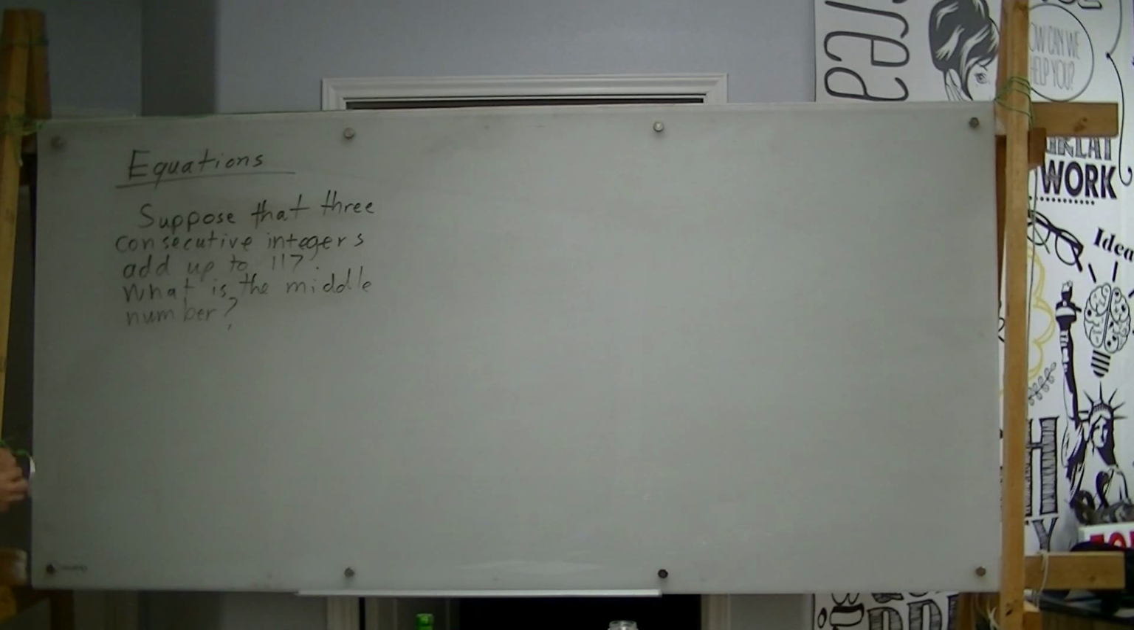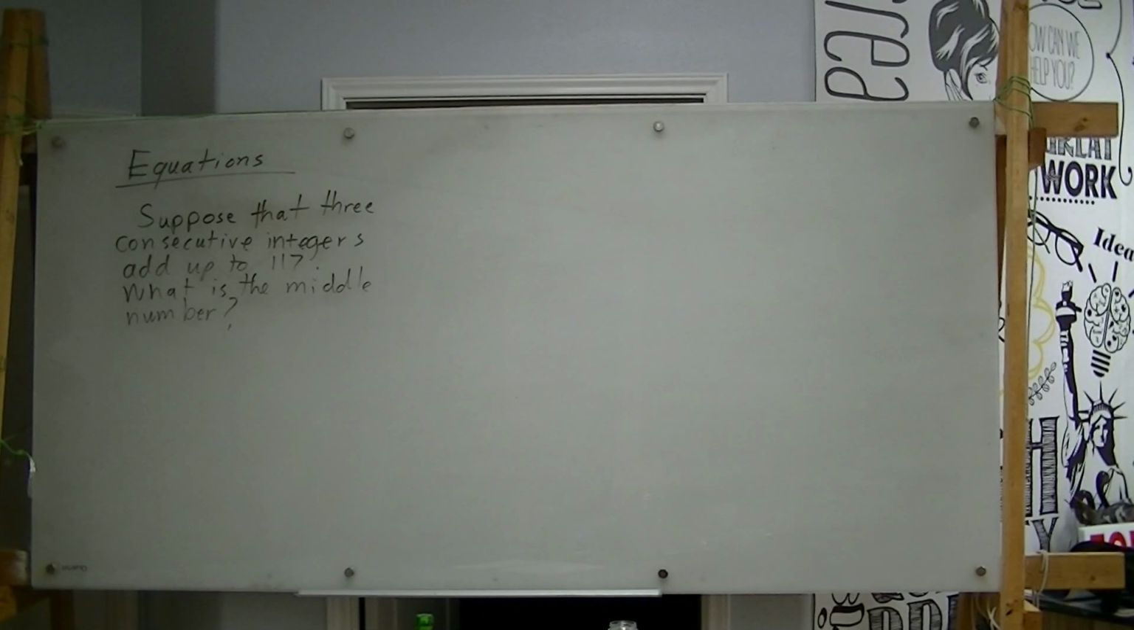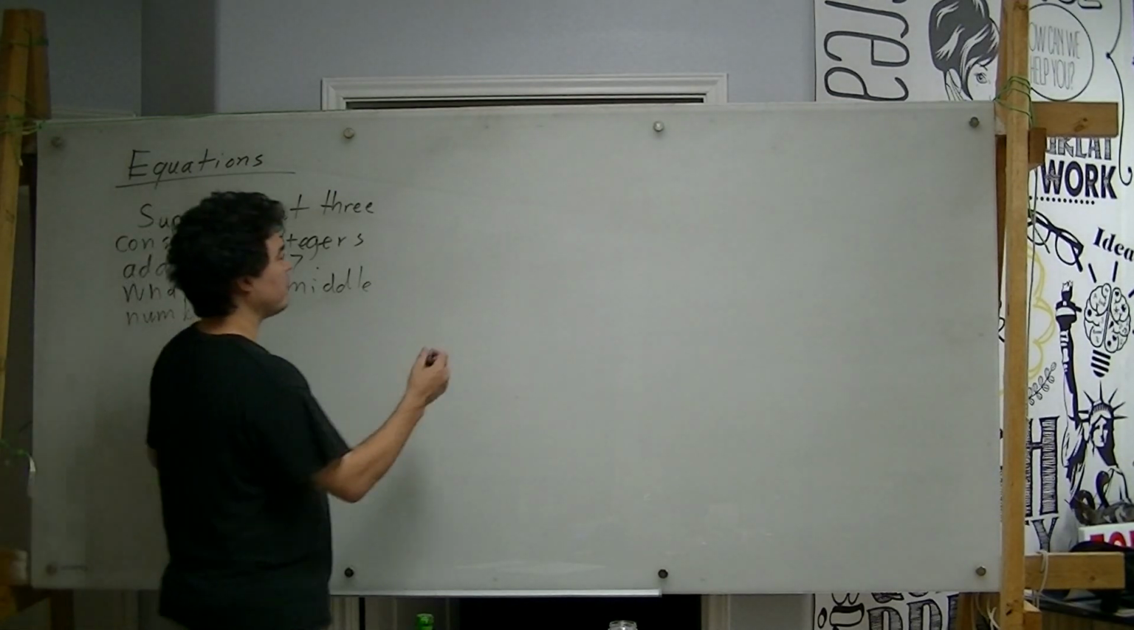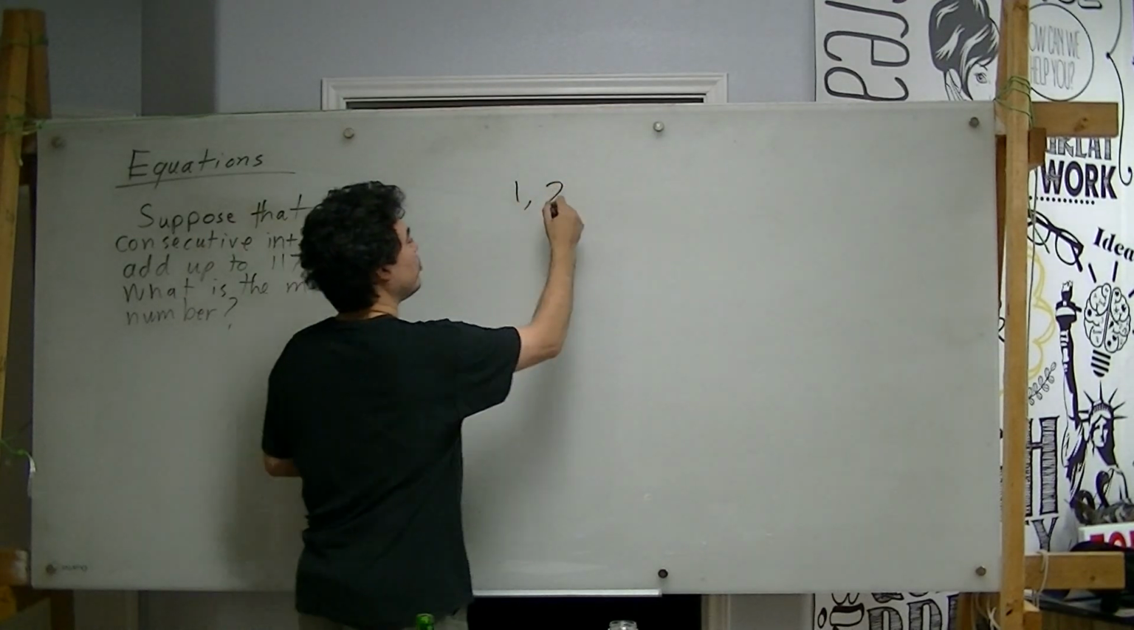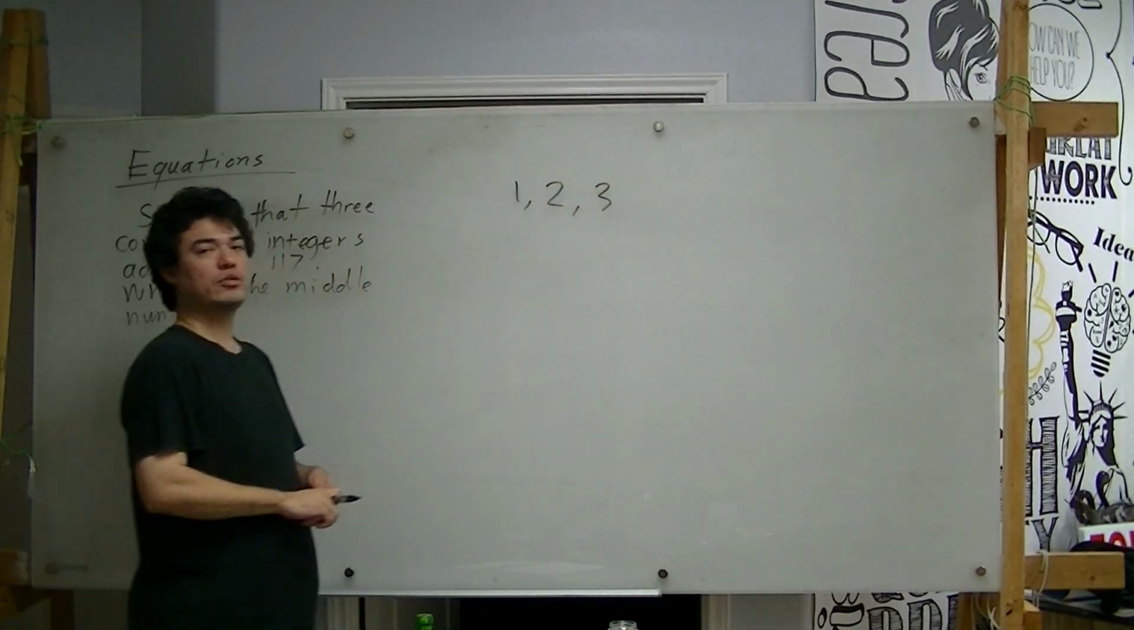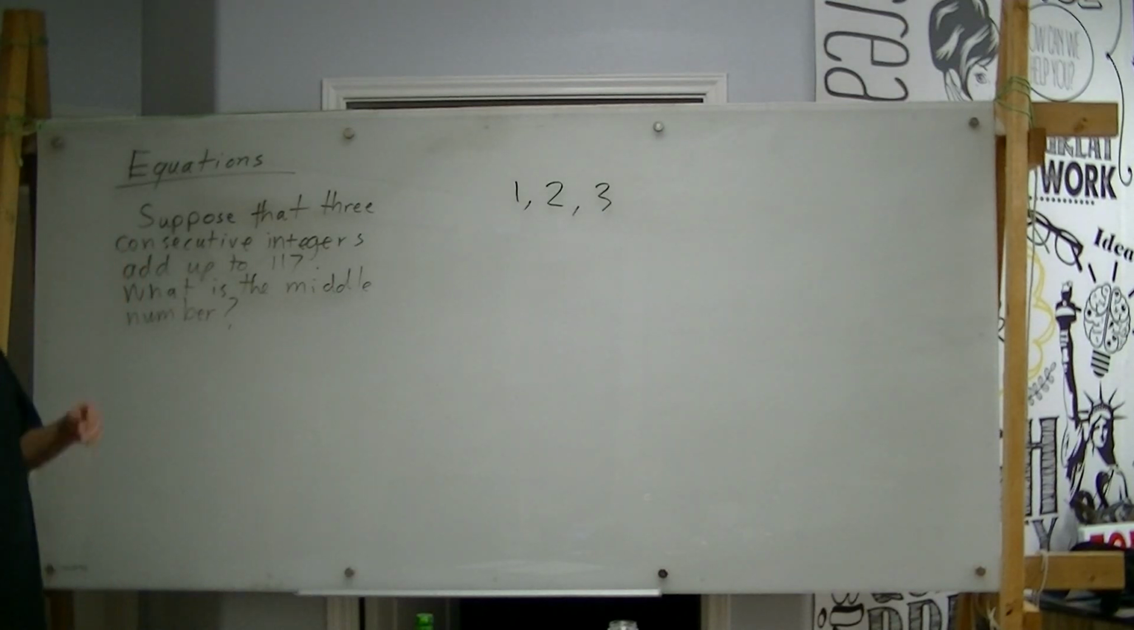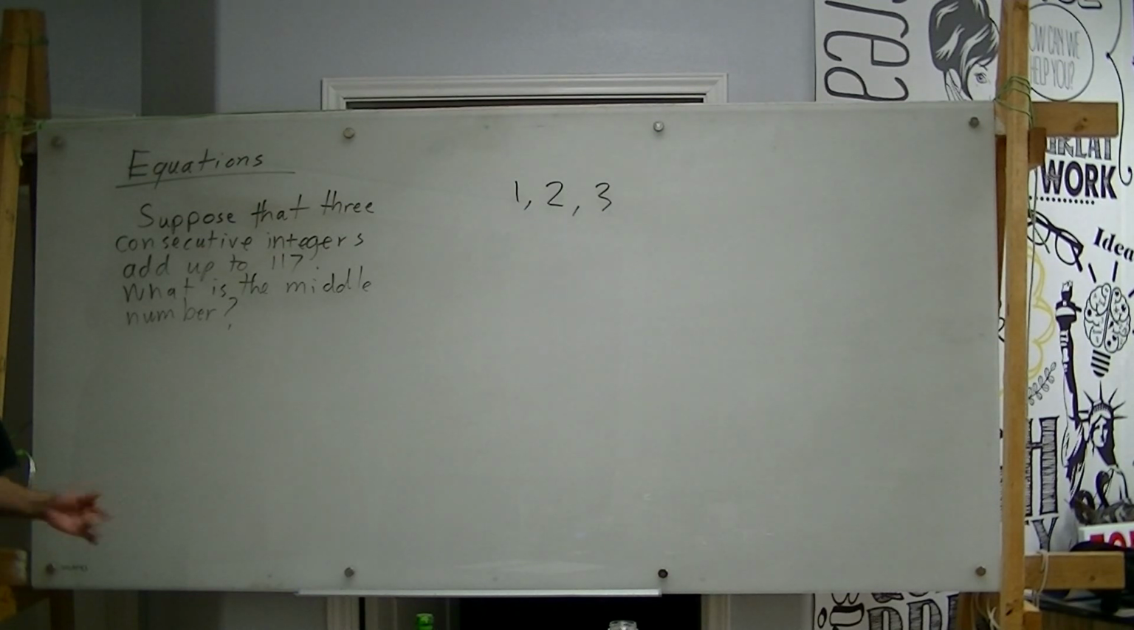So let me first read this problem. Suppose that 3 consecutive integers add up to 117. The question is, what is the middle number? So 3 consecutive integers adding up to 117. What does it mean to be consecutive? Well, it means something like 1, 2, 3. Consecutive means one after another, of course. And they're integers, so it's like 1, 2, 3, 4, etc. It can't be like 4.5. It has to be integers: 1, 2, 3, -1, -2, 0.